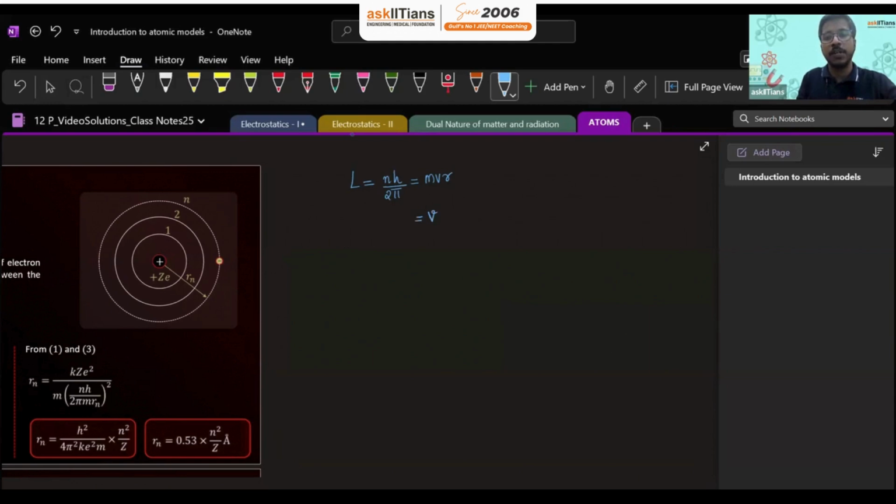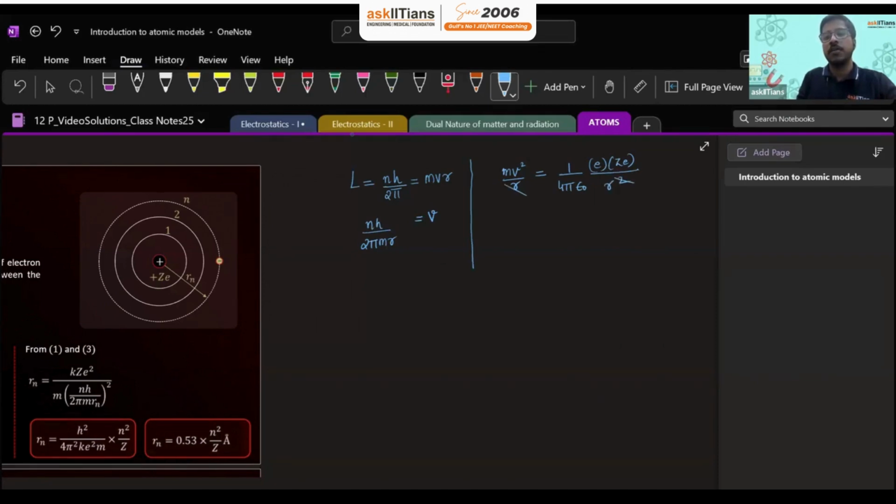So from this we can get an expression for the velocity, which will be v equals nh by 2 pi mr. Let's call this equation 1. Also we know that the centripetal force, that is mv square by r, is provided by the electrostatic force of attraction between the electron and the nucleus. The electrostatic force of attraction is 1 by 4 pi epsilon naught times e, the charge of the electron, times Ze, the charge of the nucleus, divided by r squared.